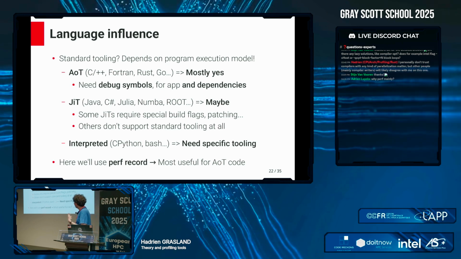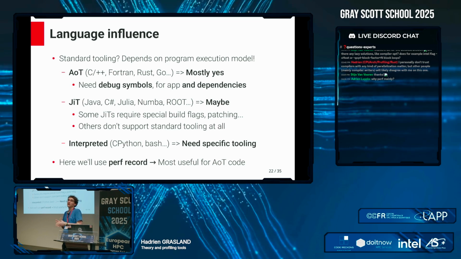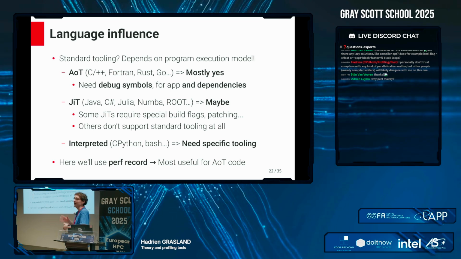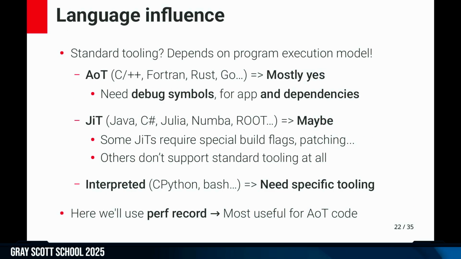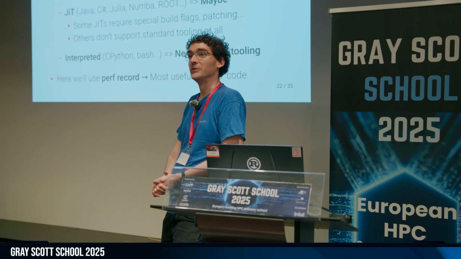And finally, we get interpreted implementations like CPython for Python. That's a reference Python implementation, Bash for shell scripting. And those will always need tooling that's specific to the particular interpreter. Because if you run something like perf on a program implemented in such a language, what you will get is a performance profile of the interpreter. You will see, oh, the Python interpreter spends a lot of time executing functions. That's helpful. Not.